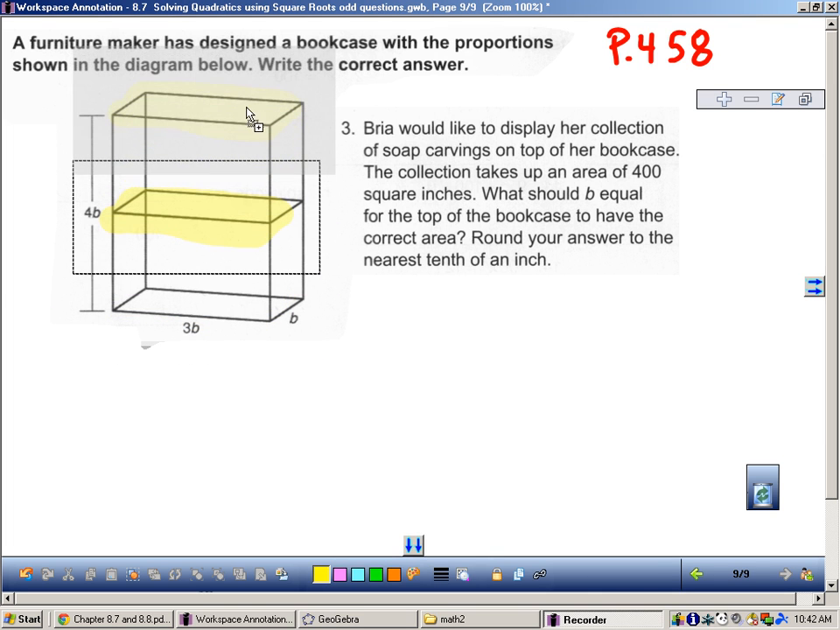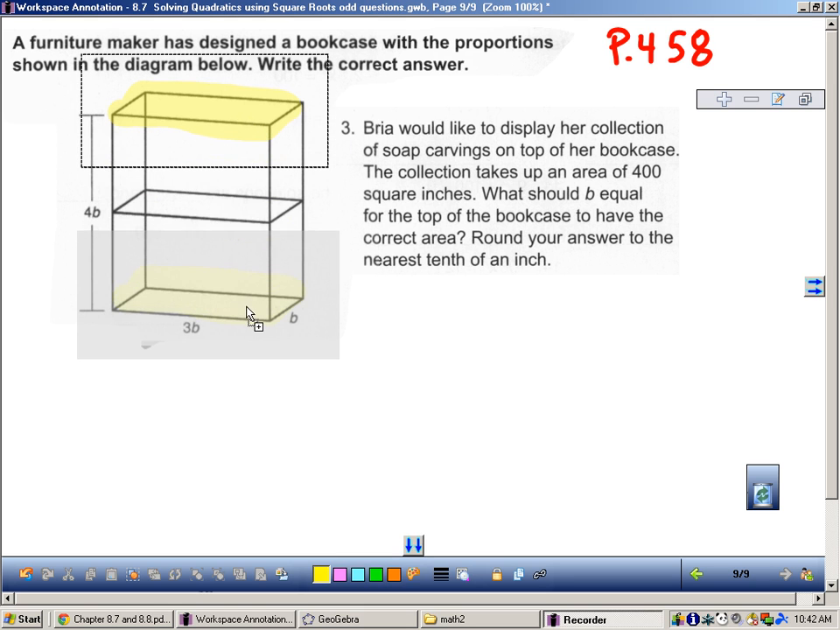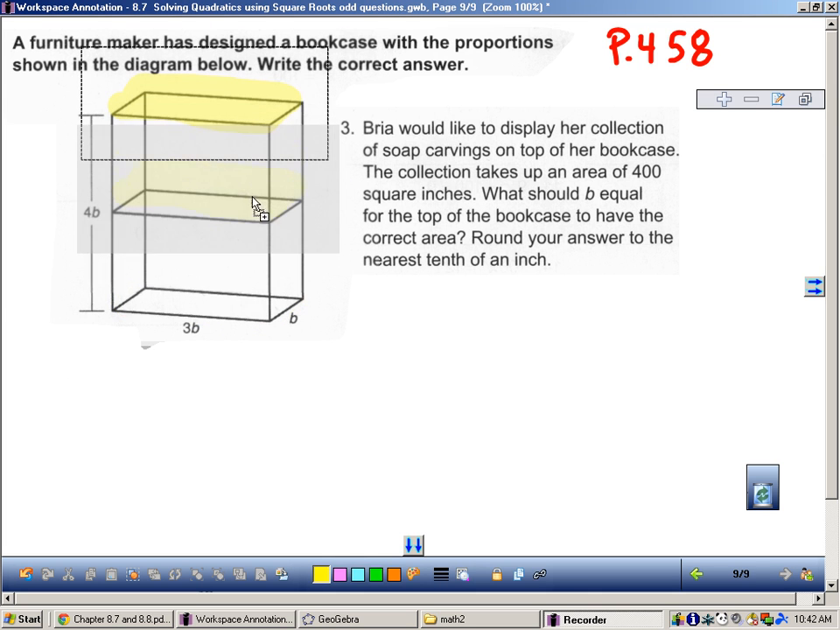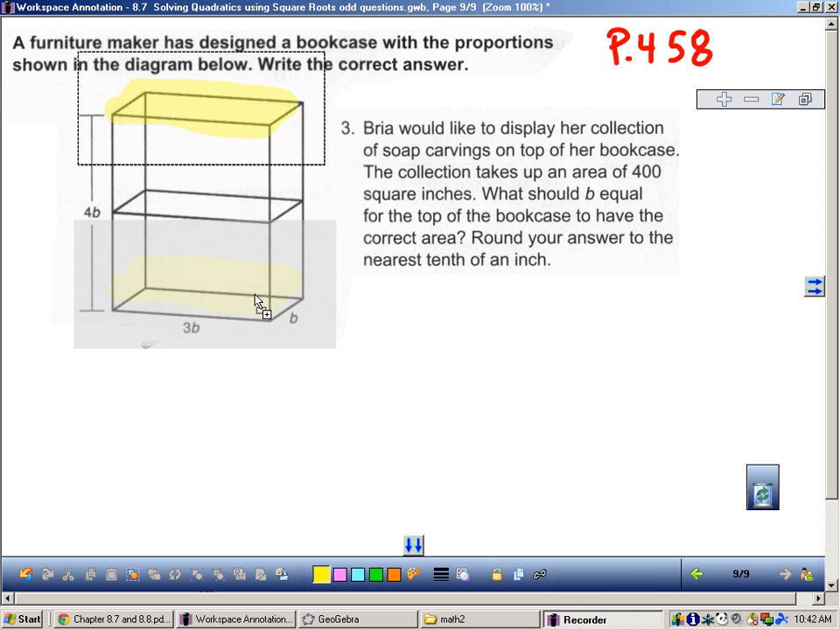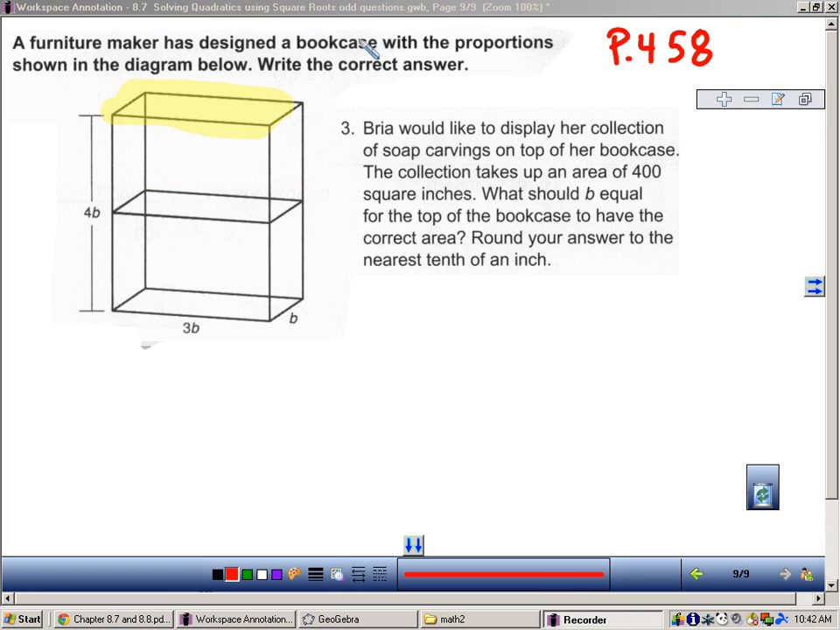In geometry we learn that prisms have a base, right? And that base is what determines the overall shape of the object. So with that said, that's our shape, and it has an area of 400 square inches.